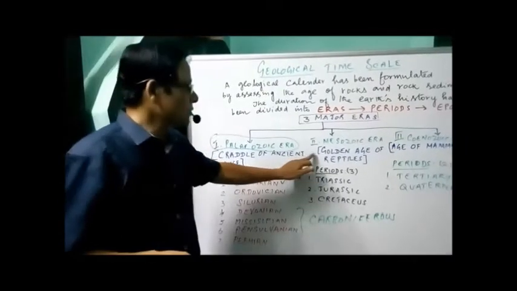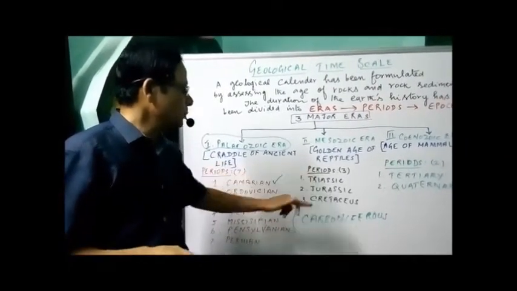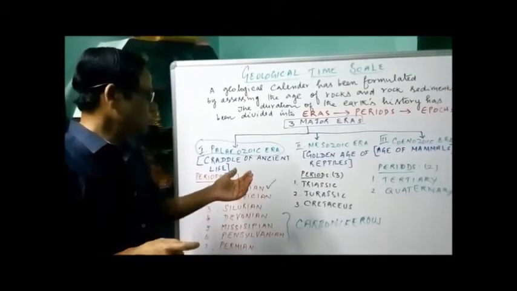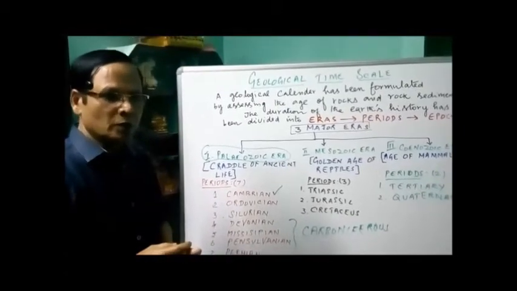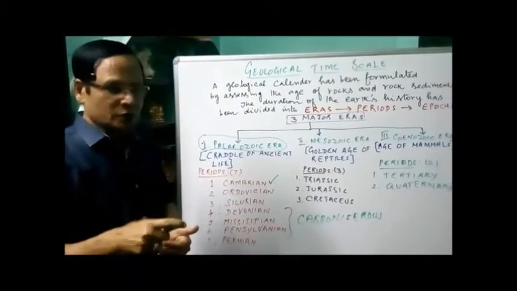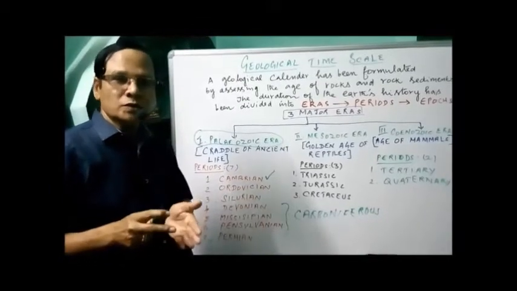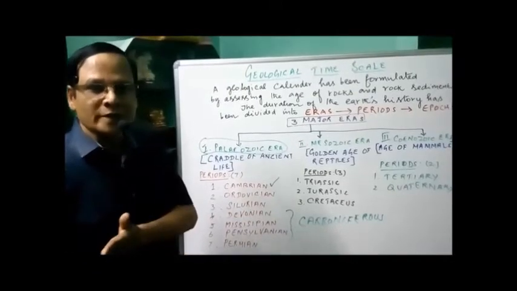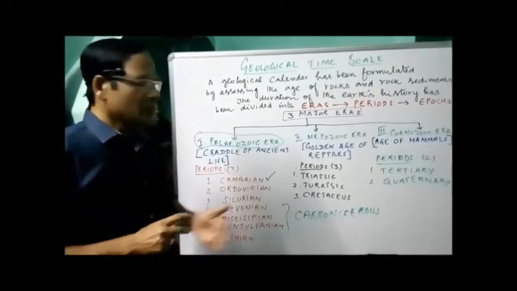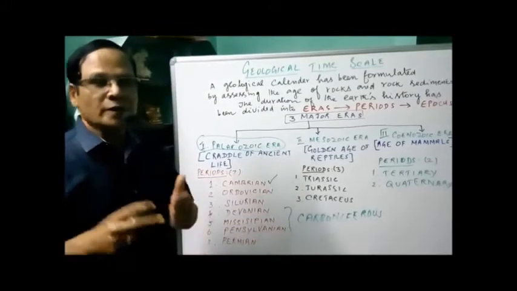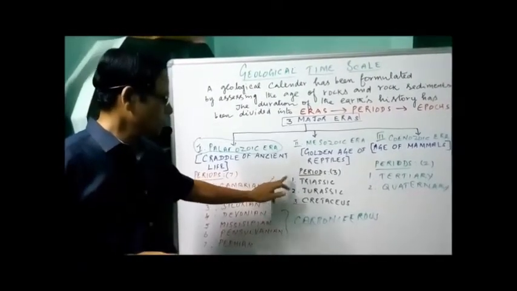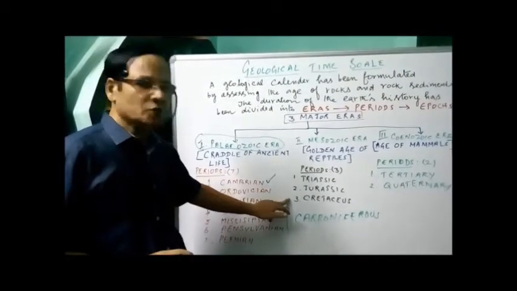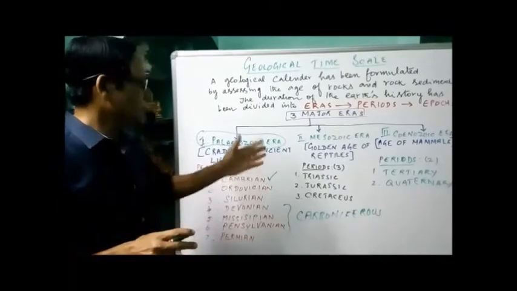Now regarding the Mesozoic era, it includes 3 periods: Triassic, Jurassic, Cretaceous. During the Triassic period, first I want to tell you the origin of dinosaurs. Then during the Jurassic period, they all reached the maximum level. And during the Cretaceous period, they became extinct. So origin, then culmination, and in the Cretaceous period, the extinction of the dinosaurs.